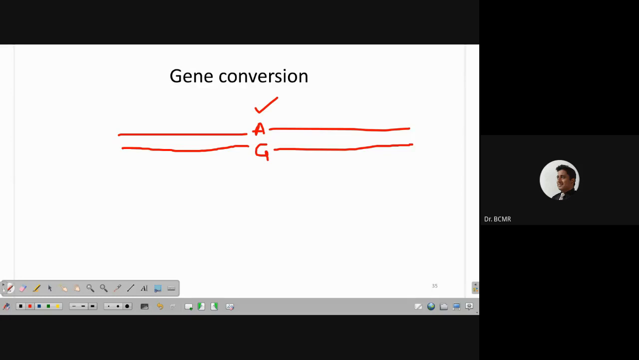In this case, the DNA should be repaired. A base pairing with G is not normal within DNA. It is not correct, and that should be repaired. That repair results in conversion. And that's what we will learn now.